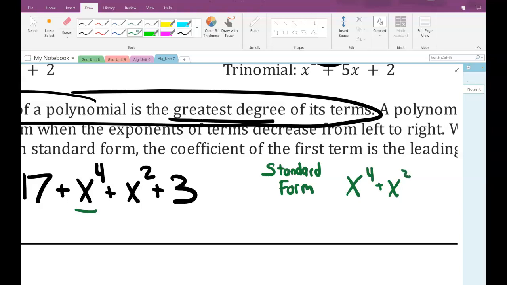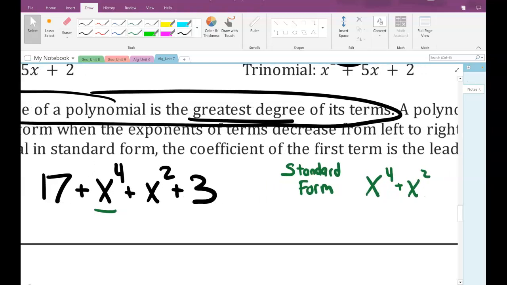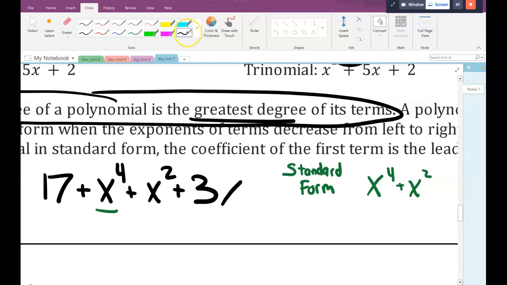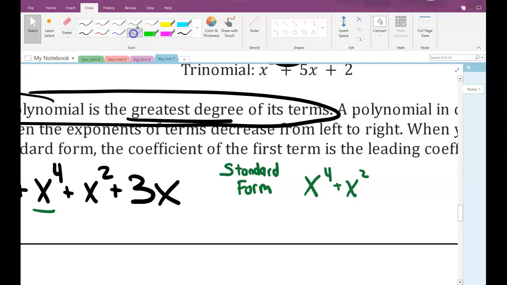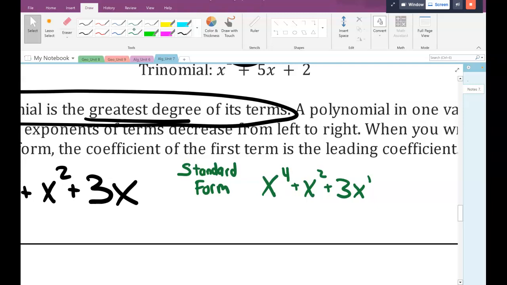And then go back, put a 3, put an x next to the 3. Then we can make our next term, because this is to the power of 1. So we're still decreasing. And then you always put your constant in the back. So plus 17. This is standard form. Mathematically, they mean the same thing. But we have to do it this way.